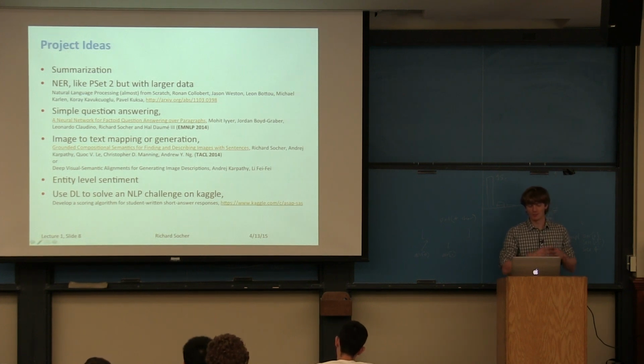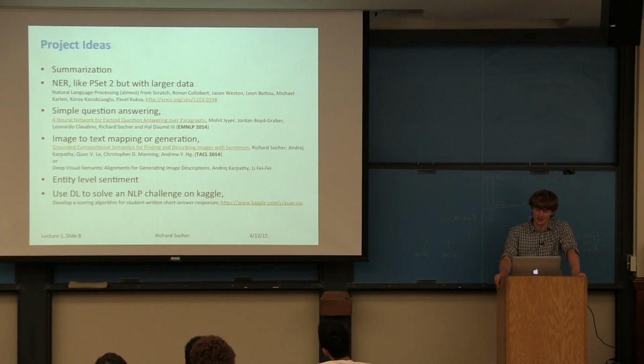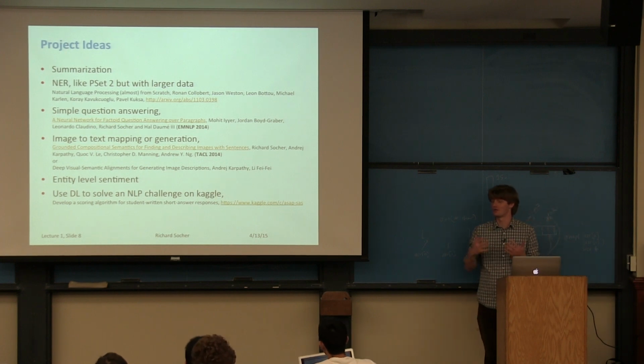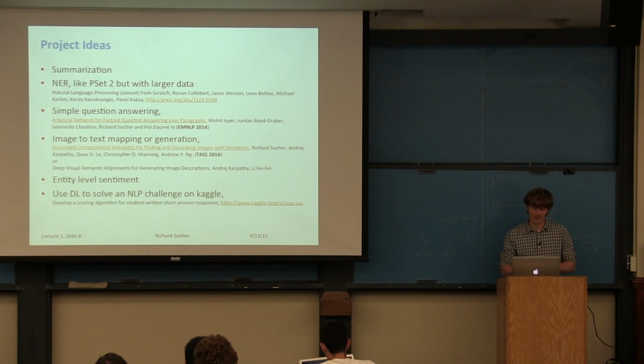You can try to do simple question answering. This is a paper with Mohit Iyyer and Jordan Boyd-Graber and me and some others, where we basically use a neural network for factoid question answering. So it's a quiz bowl, it's a challenge. It's sort of like Jeopardy, but for trivia facts, and you can use a neural network to try to answer trivia facts in a sort of competition style. That would be a pretty interesting project. There's a lot of stuff that you can do in that space.